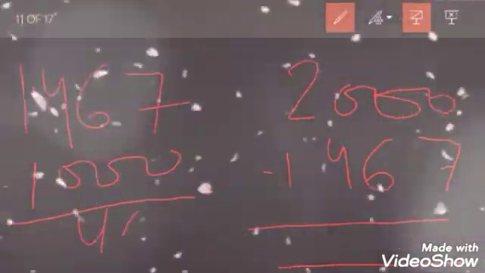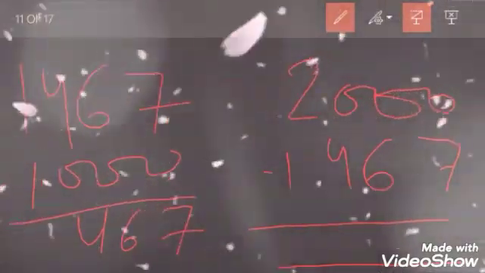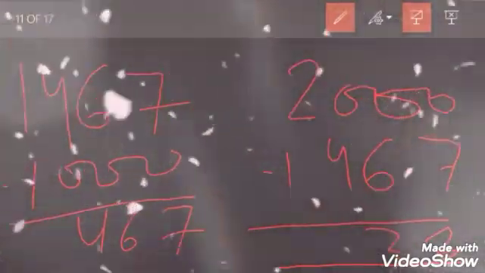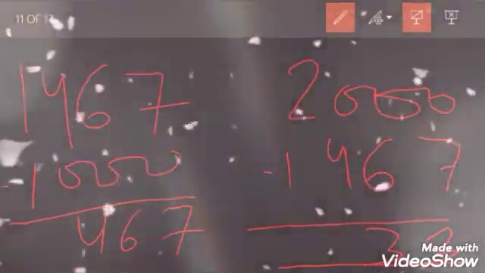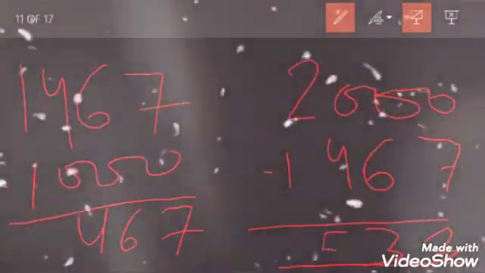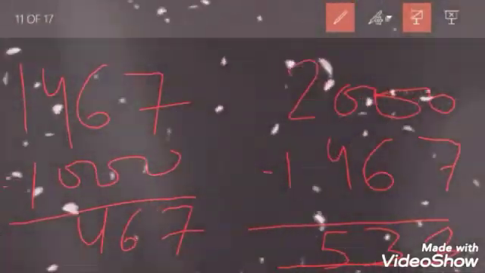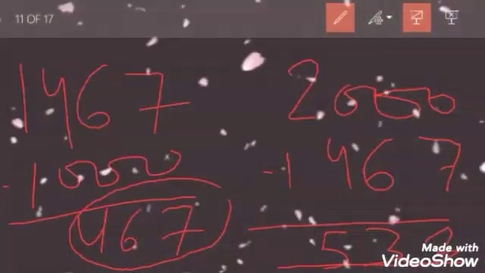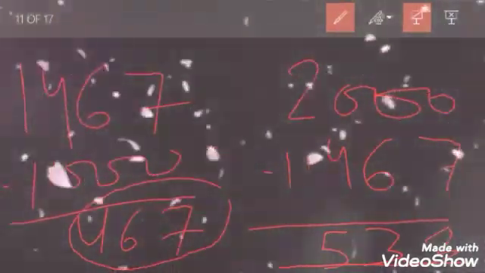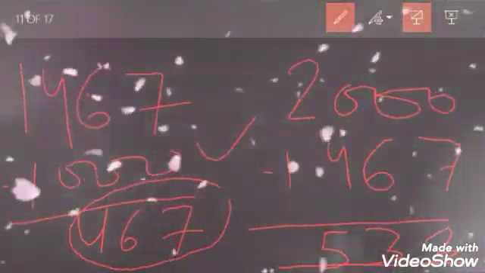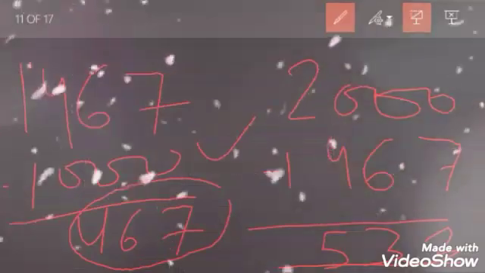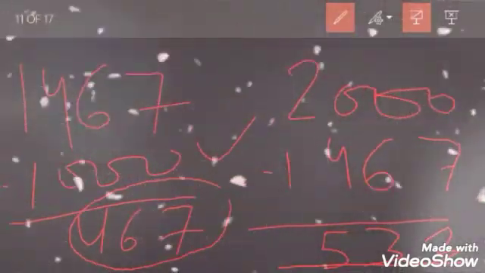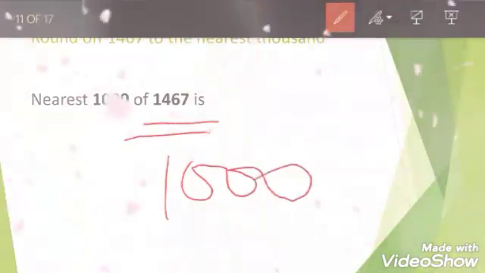What will we get here? 467. And here we will get 533. So which difference is less? 467 is less. Thus the nearest 1000 for 1467 is 1000. This method we can apply to find the nearest 10, nearest 100 as well as nearest 1000. So the nearest 1000 of 1467 will be 1000.